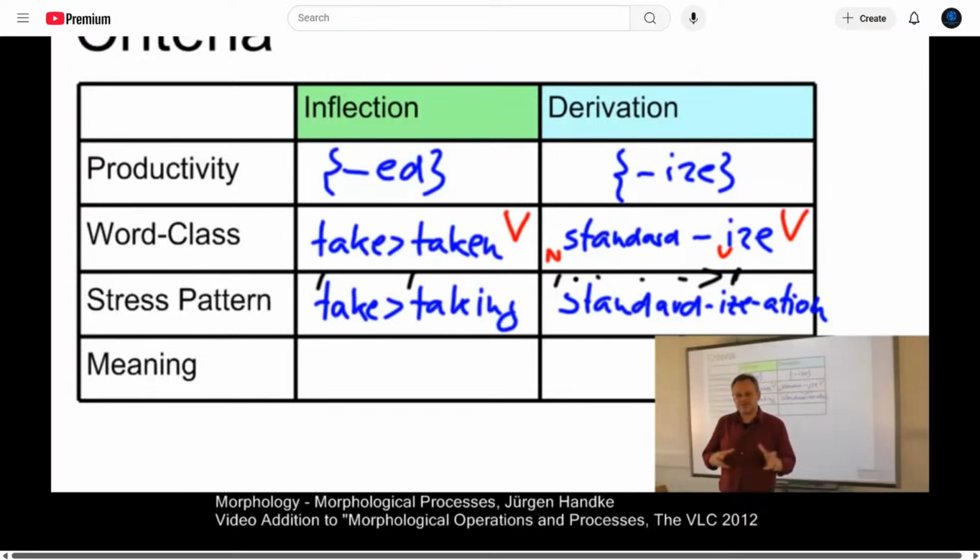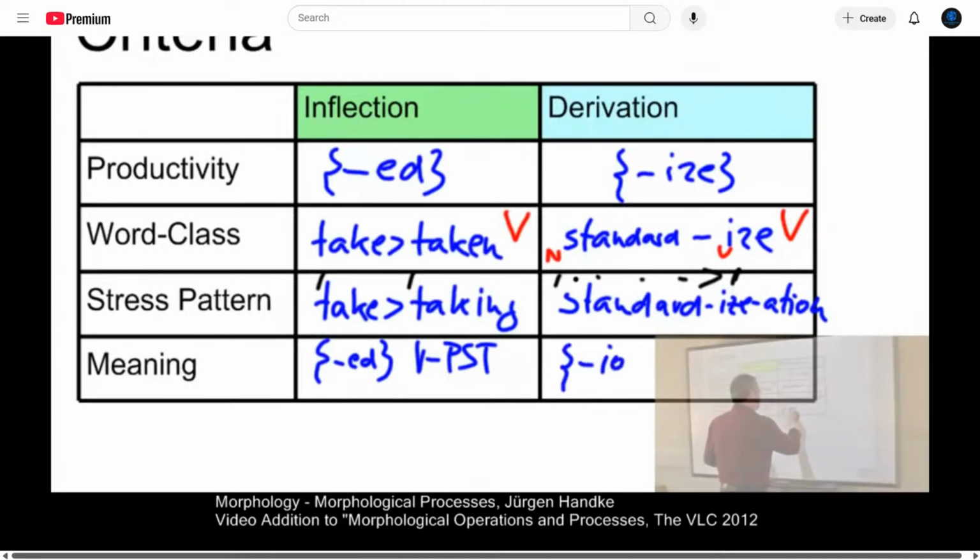The final criterion that keeps derivation and inflection apart is called semantic transparency. Here we simply wrote down the word meaning. Now, whereas inflection is semantically fully transparent, derivation is not always. So if we add our past tense morpheme ed, we know that the resulting verb is always in the past. So the meaning is the past of a particular verb. If we add, by contrast, ion to a base form and get a new derivative, we might normally expect that ion means the act of what the verb describes. So standardization is the act of standardizing.